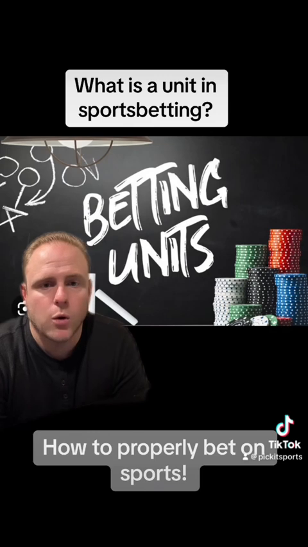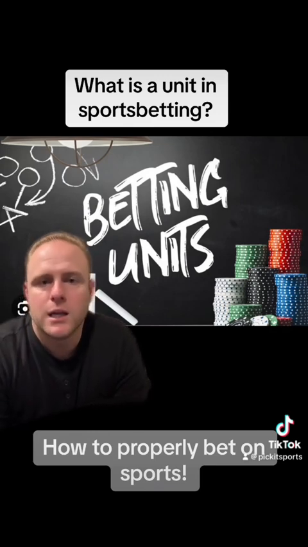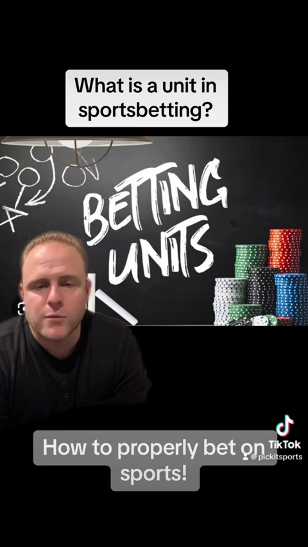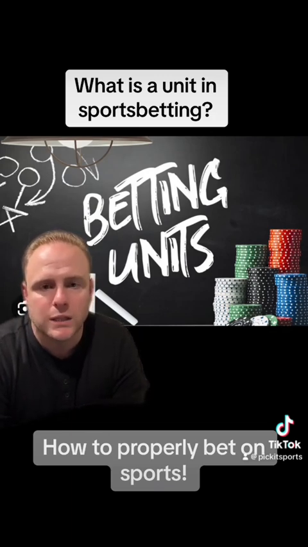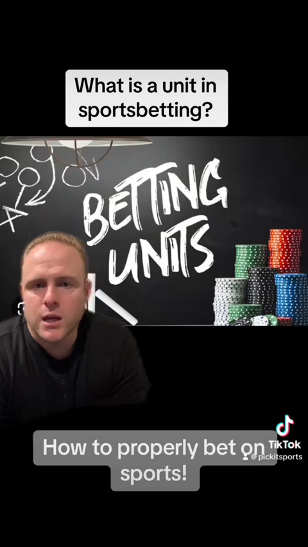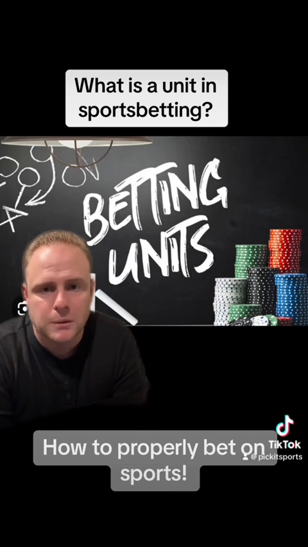So now that we know what a unit is, what bankroll is, how do you properly bet? Typically, anywhere from a half a unit up to 3 units, depending on how much you like that specific play, how much value you identified for that particular play. A half unit would be you don't like it that much, but you do see some value. Up to 3 units, you really like the play.